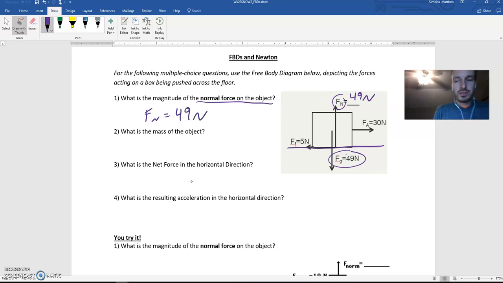Guys, normal force starts with N and so does net force, but they don't mean the same thing, okay? Normal force is always that upward pushing force, or I should say really, it's a perpendicularly pressing force against any surface. So that's your normal force for you. Net force means the sum of all the forces.